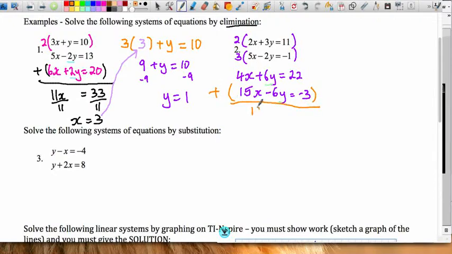4x plus 15x, 19x. The y's cancel out. 22 minus 3 is going to be 19. Divide both sides by 19, and I am left with x equal to 1. And so I have the first part of my solution. As before, I need to substitute that value back into either of these equations. And so for no particular reason, I'll pick the first one.